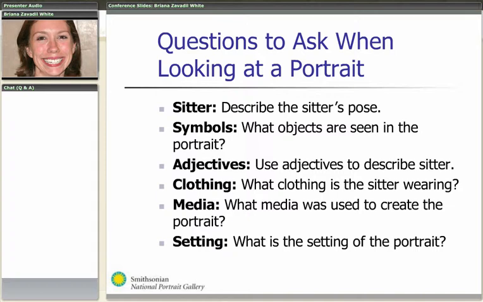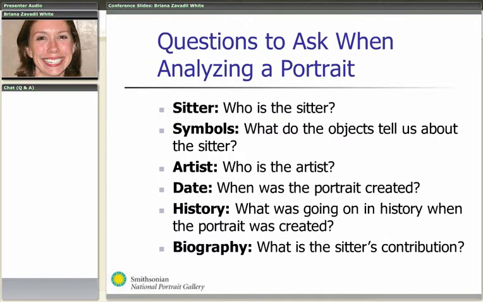So after we've exhausted looking questions, we then move on to analyzing. And these are the things that should be brought up when analyzing a portrait. This is really when you get into the meat of the image. Who is the sitter? How do you know it's Abraham Lincoln in the portrait? I ask this question a lot when we look at one of the Portrait Gallery's most iconic images, which is of George Washington. And really the answer is because you've seen Lincoln before. Lincoln is in textbooks just like George Washington is.